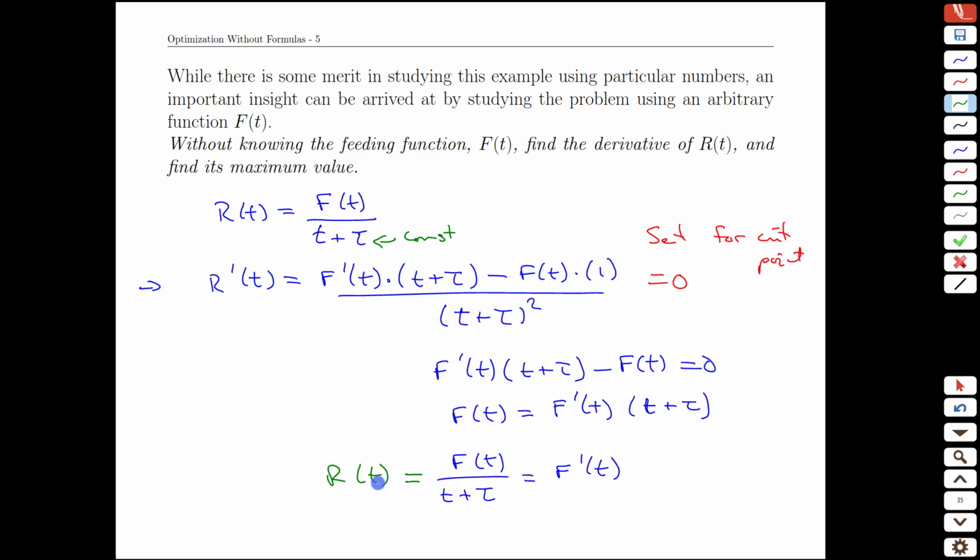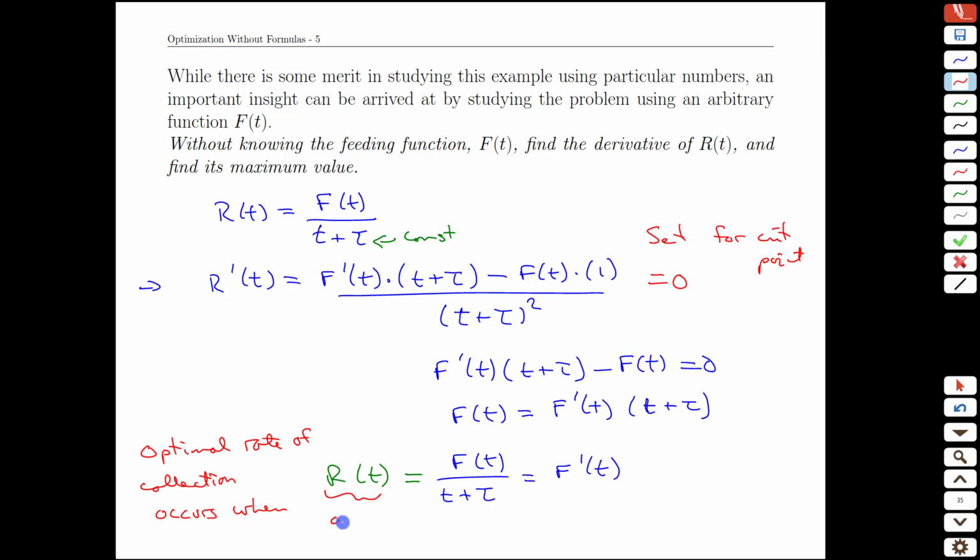So let's pause here. This is not obvious to interpret, so I want to take time with it. But the optimal rate of collection occurs when these two things are equal.